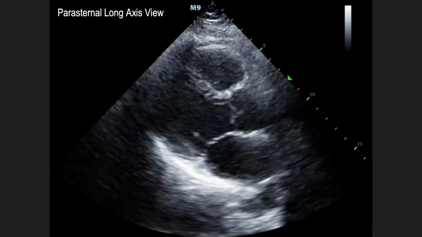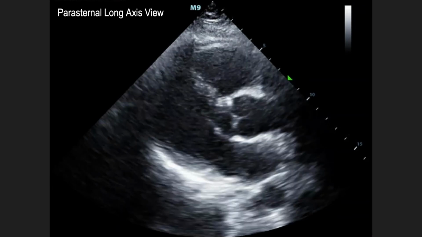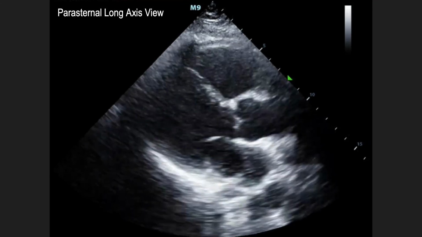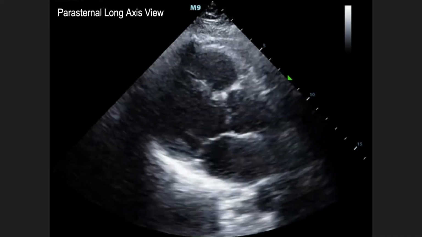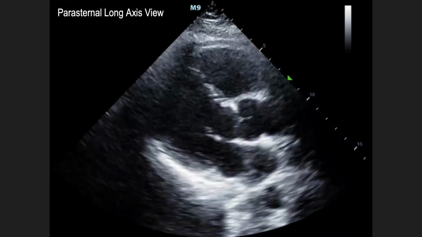Great. So here, this is again the parasternal short axis, and what we're seeing here is diastole. So the left ventricle is relaxing, and oxygenated blood from the lungs is going from the left atrium to the left ventricle.